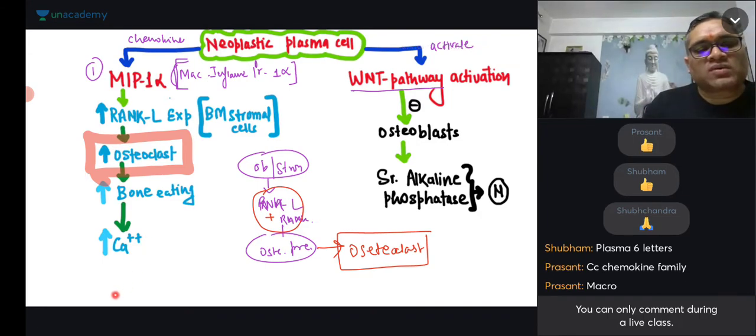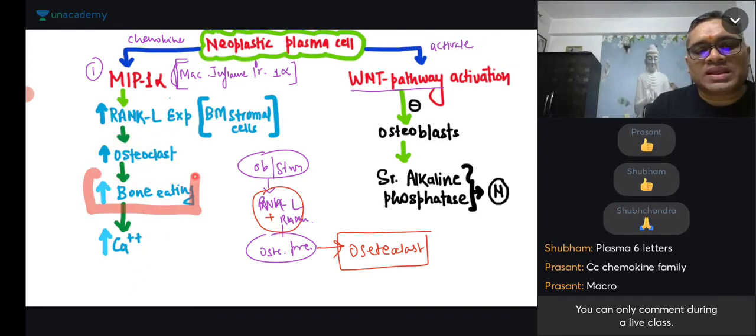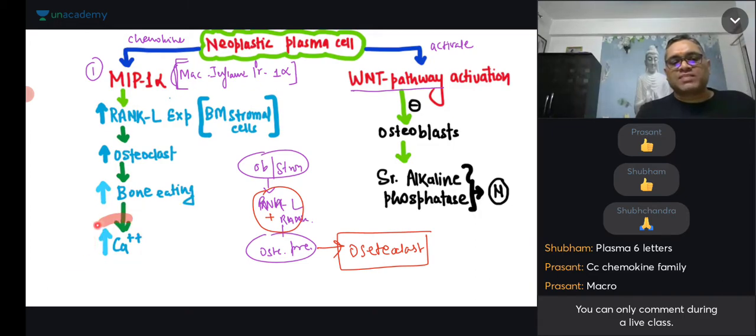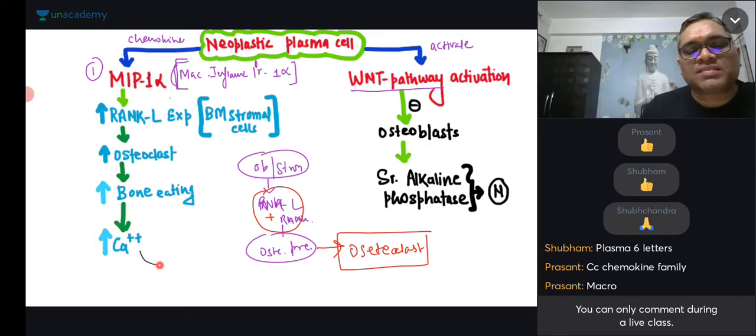So what will they do? This modified macrophage of the bone is going to eat the bone. Because of bone eating, there will be hypercalcemia. So now you understood why there is hypercalcemia, and this hypercalcemia will cause renal failure. Right? So now you understood the important thing which I wanted to tell.